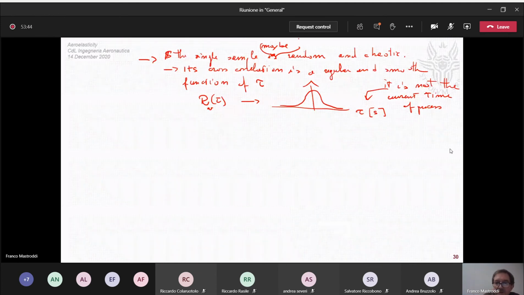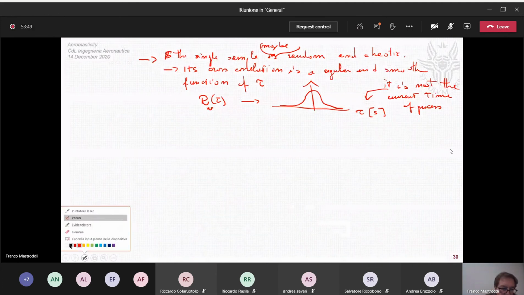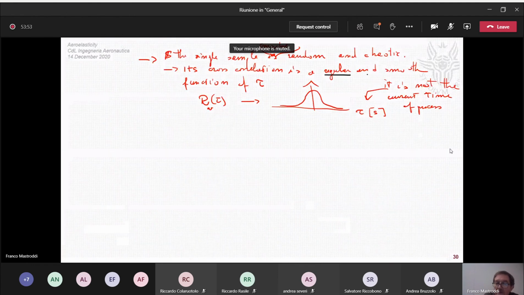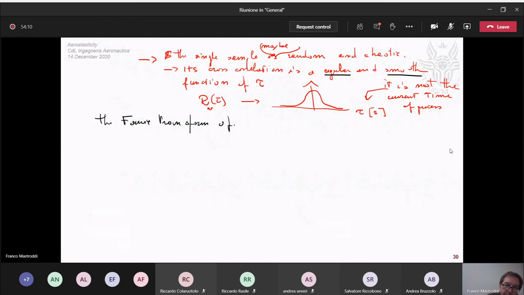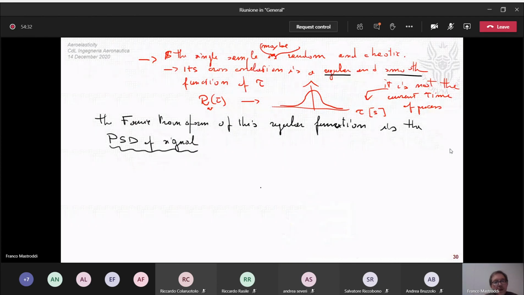This is important. It is important that this function is a regular, smooth function, and therefore it makes sense to take the Fourier transform of this regular and smooth function. The Fourier transform of this regular function is the power spectral density of the signal. And it is another regular function, not chaotic, I mean a regular function too. Okay.